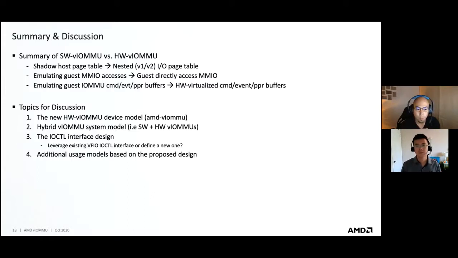So for the end, we would like to start some discussion with the audience around a few topics. First, we would like to get some feedback on the new hardware IOMMU device model that we are proposing. Second is the hybrid IOMMU system model, where we have both software and hardware IOMMU in the same guest. How will that scale and how would that be included in QEMU? Are there pros and cons? We would like to get some feedback on that one.